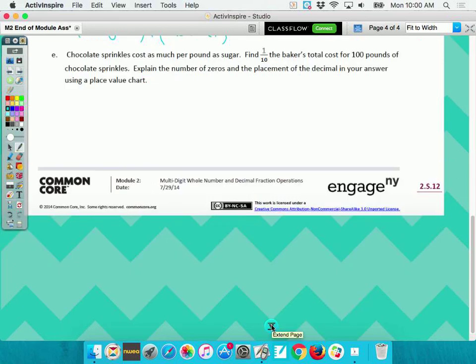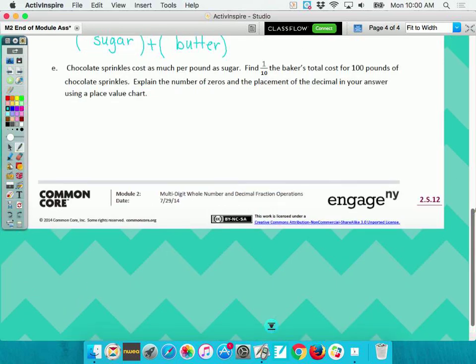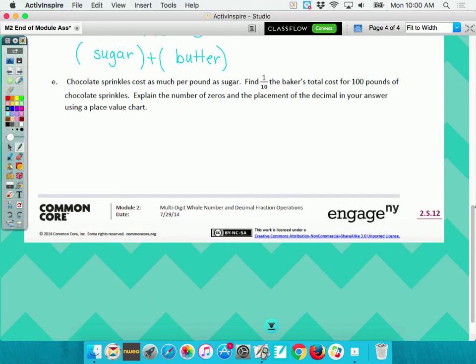Okay, let's take a look at the last one. And even if I'm a little late letting you leave, is that okay? Because I want to get this one recorded. Yeah. Even if you don't understand it right now. Okay. It says chocolate sprinkles cost as much per pound as sugar. So how much did the sugar cost? Look up there and see. 70 cents. So I'm going to write that down. Okay? And it says, find 1/10 the baker's total cost for 100 pounds of chocolate sprinkles. Explain the number of zeros and the placement of the decimal in your answer using a place value chart. I know, the answer is purple because aliens don't wear hats. Okay? I'm going to show you how to do it.